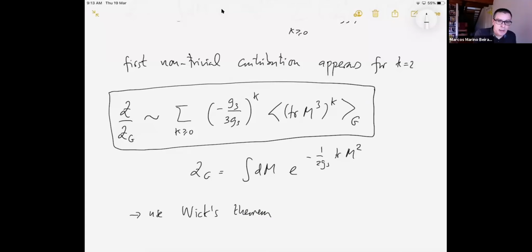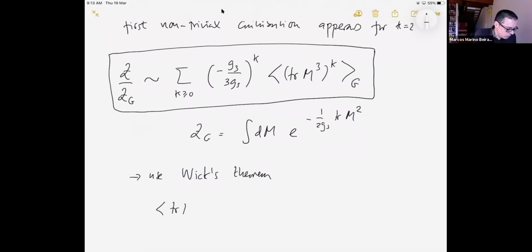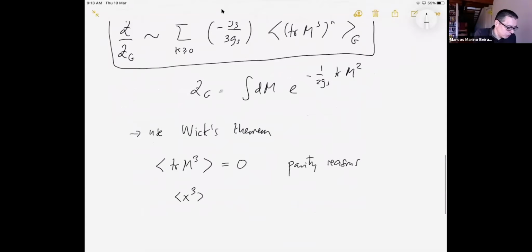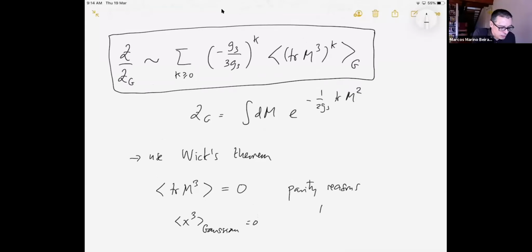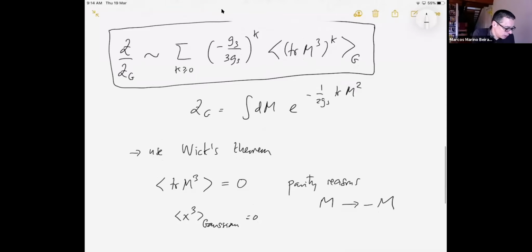So the first thing we notice is that this is 0 because of parity reasons. This is the same reason why you have the moment of any odd power of x in a Gaussian distribution being 0. This Gaussian action is invariant if we send m to minus m, and then any average of any odd power of m will give you 0 automatically.